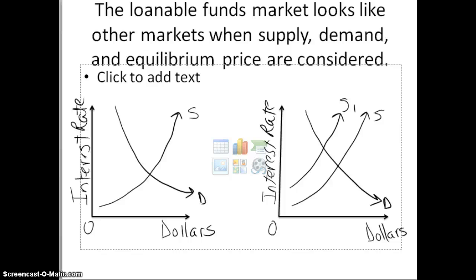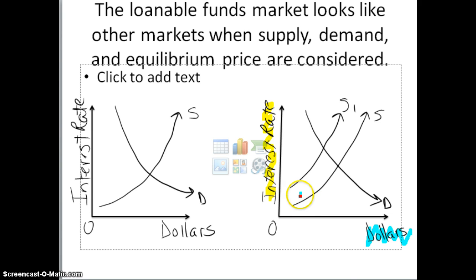Because of this, you can put the relationship between interest rates and dollars into supply and demand curves. Let's focus on the one on the right. Instead of price being on the left, we have interest rate. And instead of quantity being on the bottom, we have dollars. And our supply and demand curves are still flowing in the same directions. The demand curve is not shifting.